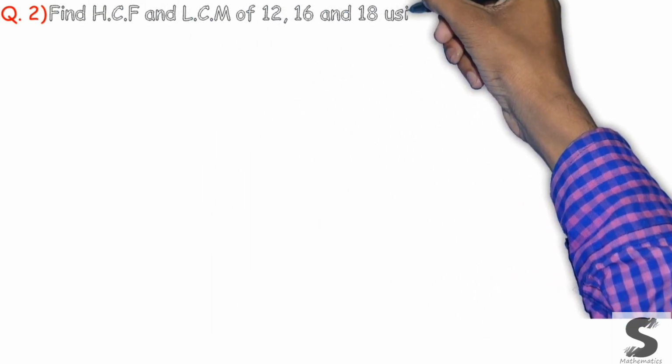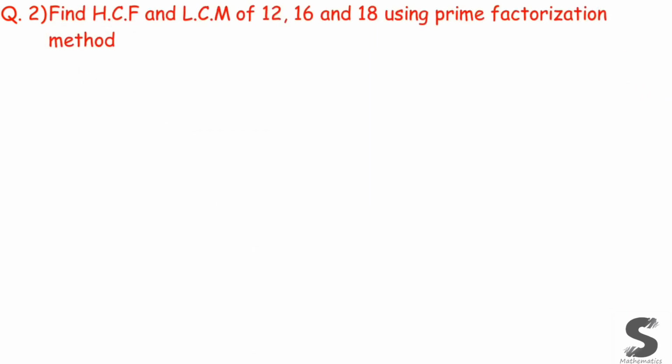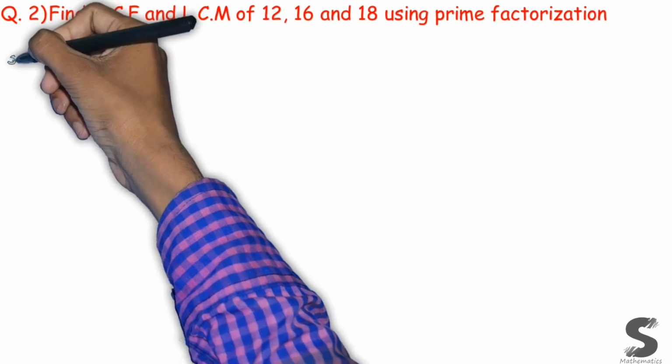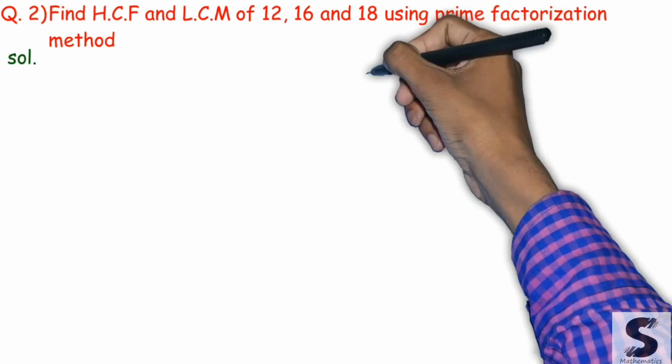Question number 2. Find HCF and LCM of 12, 16 and 18 using prime factorization method. In this problem also we have to prime factorize the above three numbers and find HCF and LCM of the numbers. Let's see the solution first.